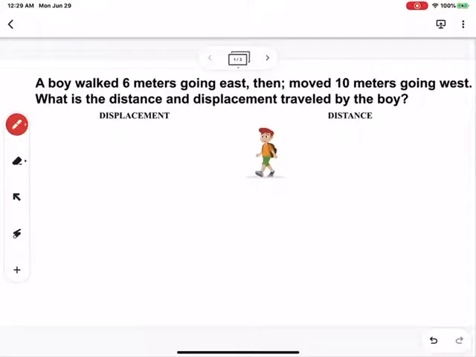Hello everyone, today we're going to be discussing distance and displacement. And to differentiate these two words, we're going to have some examples.